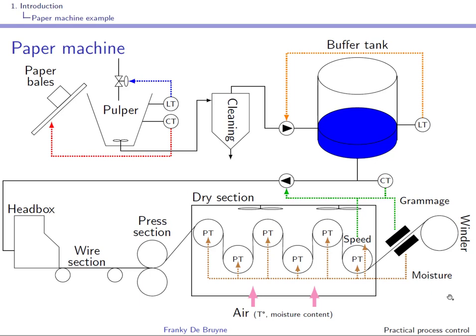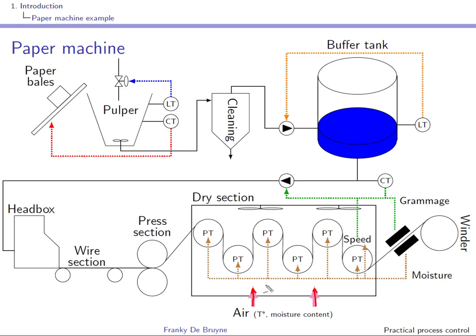As you have seen in the video, the dryer section is covered by a hood to minimize energy losses. The airflow through the hood, as you can see over here, has to be controlled, and the airflow set point is really critical. If you play it safe and you set this airflow set point too high, of course you will have too much energy losses.